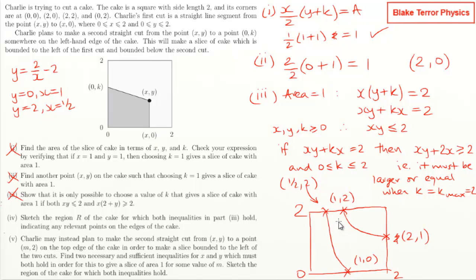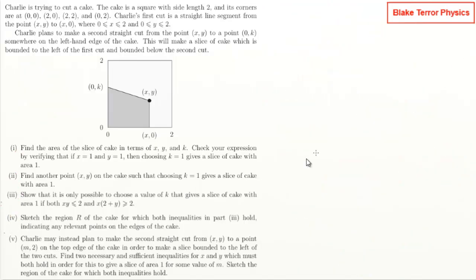And the bit we're going to want is between all of that. So all of this region here. Right, is that all of it then? Sketch the region R, for which both inequalities hold. Indicate any relevant points. So all the points on the edge are marked. Right, part 5. Let's get a new sheet up.